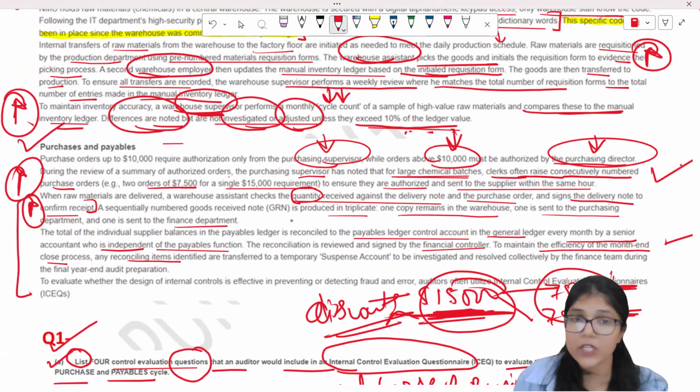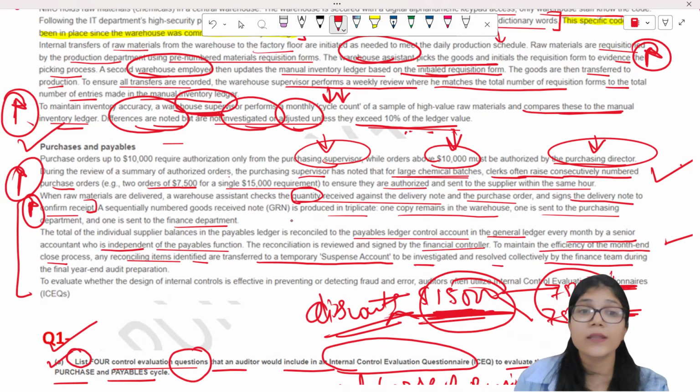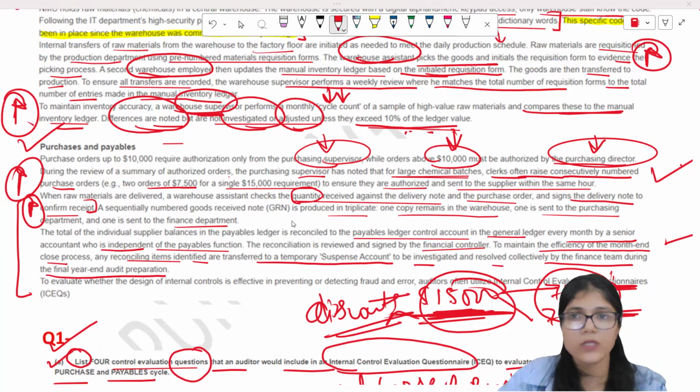Any reconciling items identified are transferred to a temporary suspense account. If you people remember from your junior classes, in bank reconciliation, we used to do suspense accounts, right? When we are not able to get what type of balance this is, we put that on a temporary basis in suspense accounts to be investigated and resolved collectively by finance team during the final year-end audit preparation. Now, I see a problem over here: why are the reconciliations not reconciled? The reconciling items between your payables ledger and your control accounts, they're not investigated.